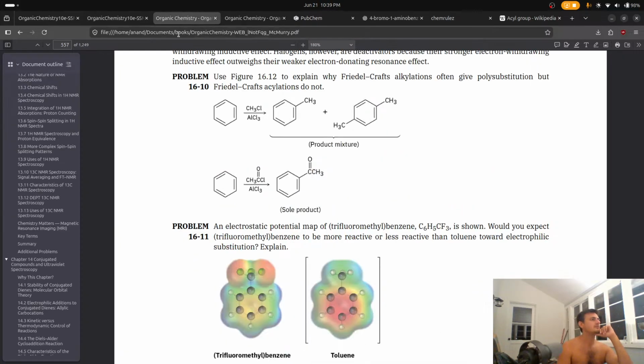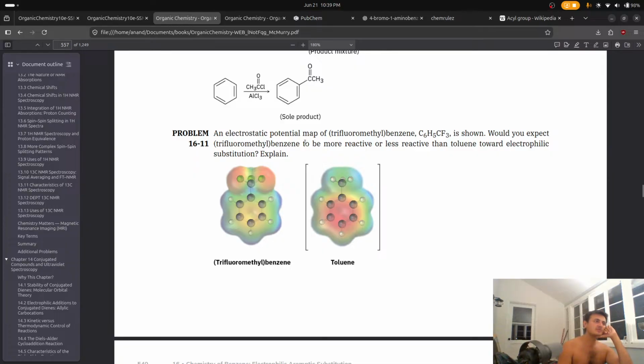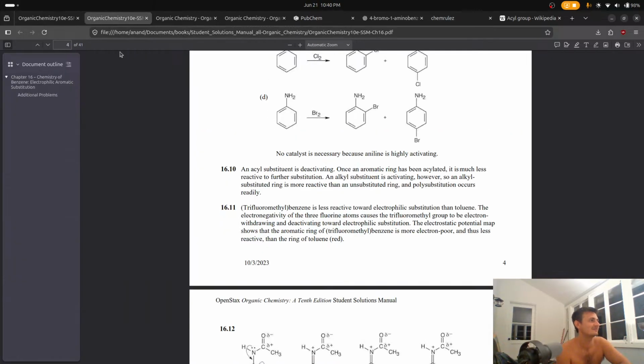Yeah. Okay. An electrostatic potential map of trifluoromethylbenzene is shown. Would you expect trifluoromethylbenzene to be more reactive or less reactive than toluene? Oh, well, given the electrostatic map, it's obviously way less reactive.